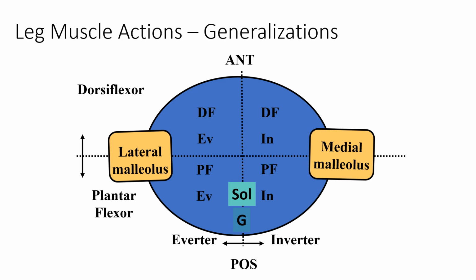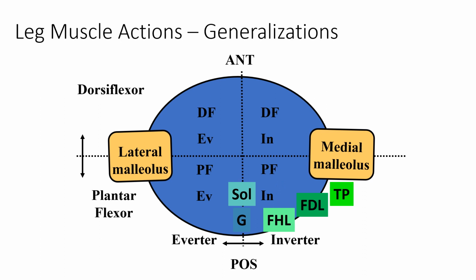Now let's talk about our deep posterior compartment. Remember, that was our Tom, Dick, and Harry, and those tendons run right behind that medial malleolus. So because they're all in this quadrant, those three muscles do plantar flexion and inversion of the ankle joint.